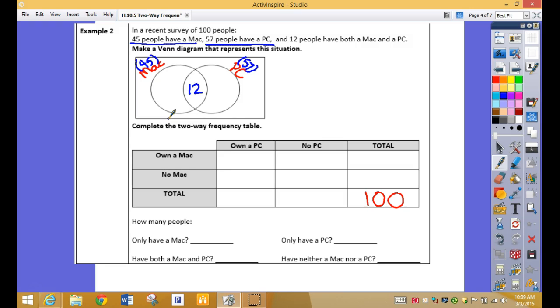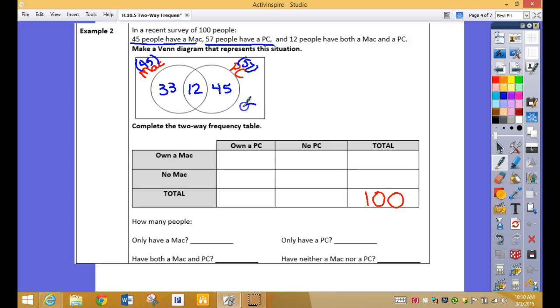Now, what else can I fill in on this Venn diagram? I need to do what function? Add, subtract, multiply, or divide? Good. 45 minus 12 gives me 33. What's 57 minus 12? 45. Good.